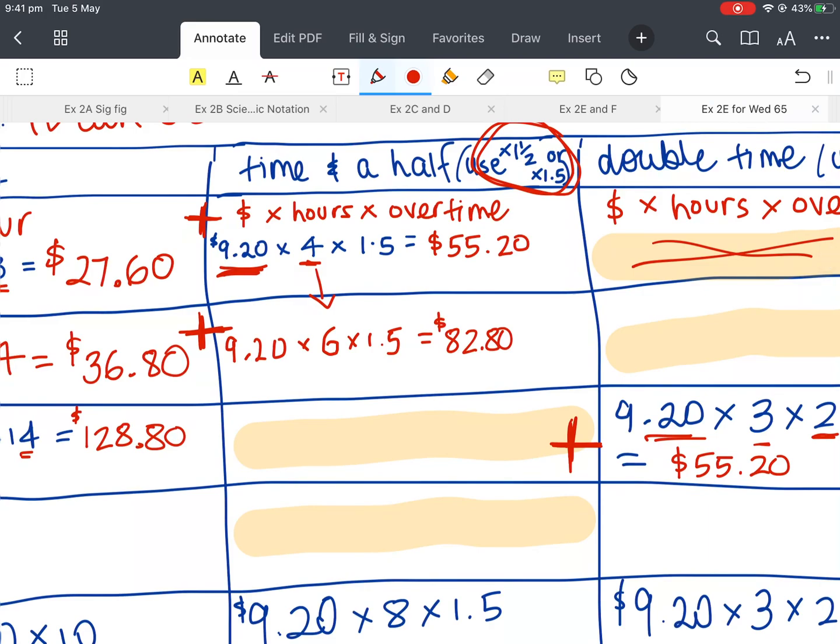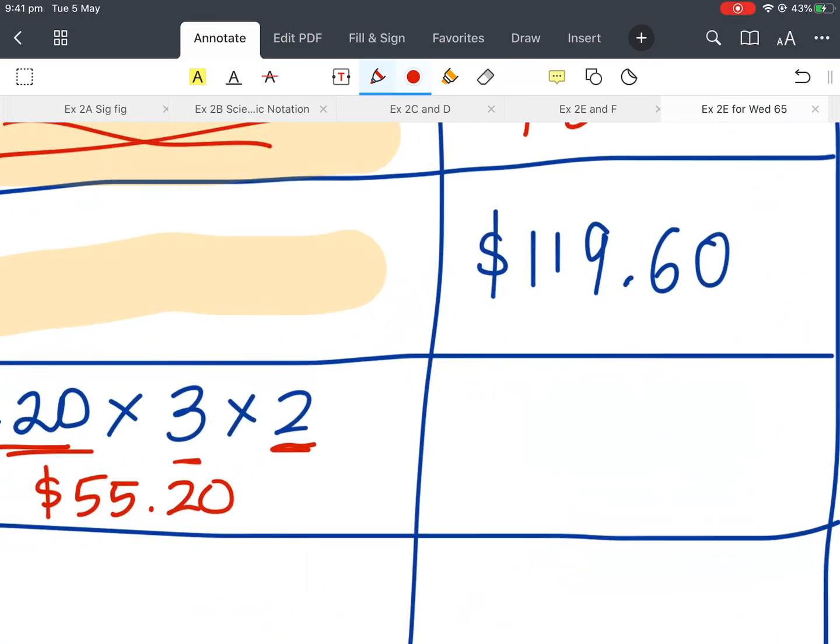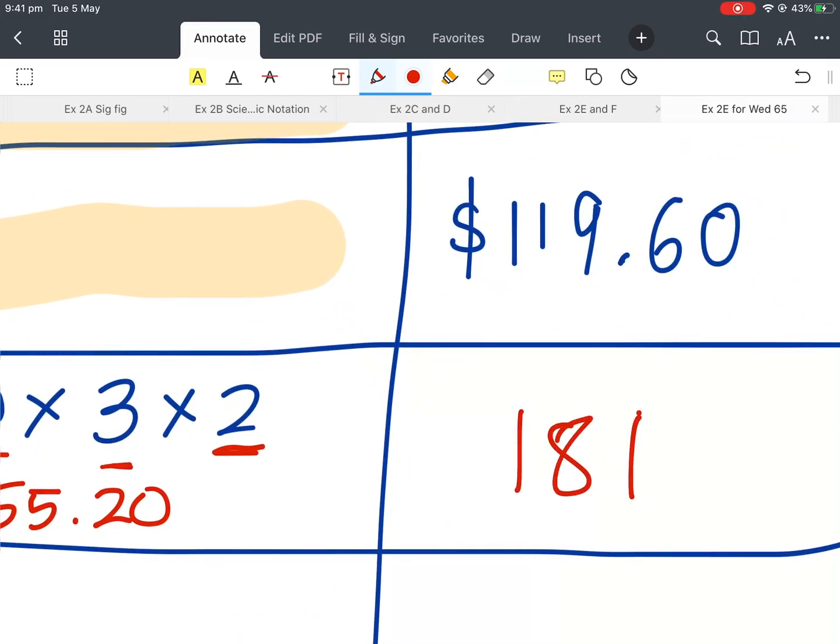What do you think you have to do to those two amounts? You've got to add them. Now there's no time and a half in the question. That's why I've left that blank. So on your calculator, can you do 128.80 plus 55.2? If I'm going too fast for you, please pause the video until you're ready. And I get, hopefully you got the same, $184 neat, no cents.